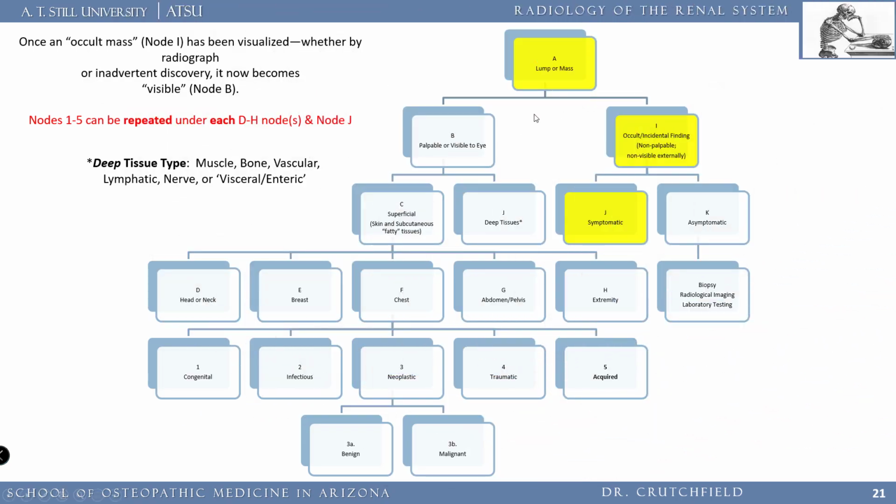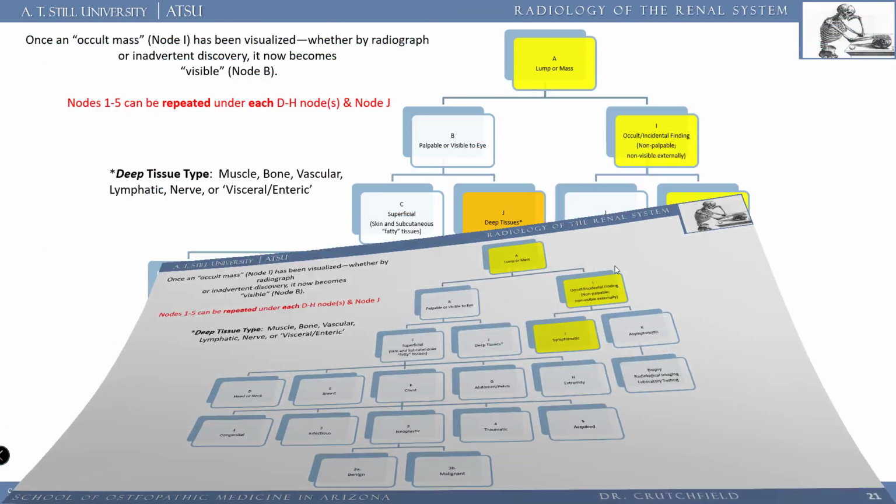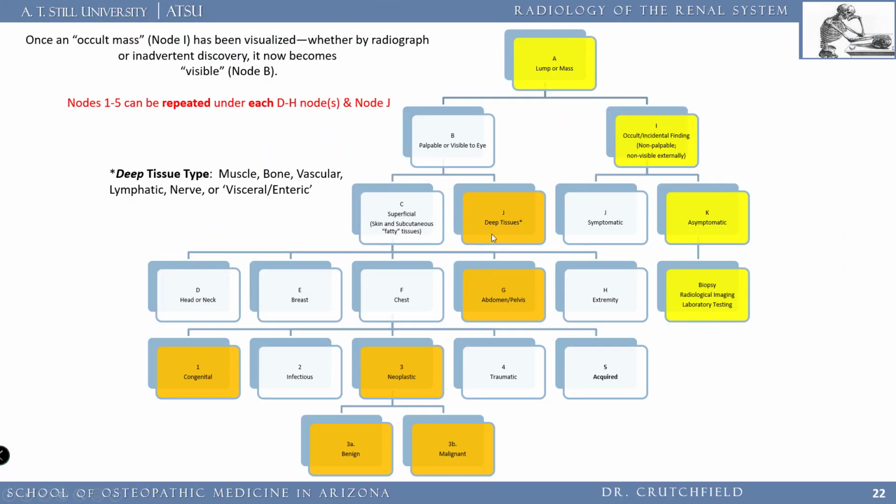So we find this occult mass. Initially, we don't know it's there. That's why we call it occult. But then we scan you, and then we find it. And then we have to know, is it symptomatic or not. If it is symptomatic, we're going to have to do some more imaging. We're going to have to send you to a urologist for biopsy. And eventually we've got to find out if it's a cancer or not. That's really what this lumps and masses scheme is trying to show us.